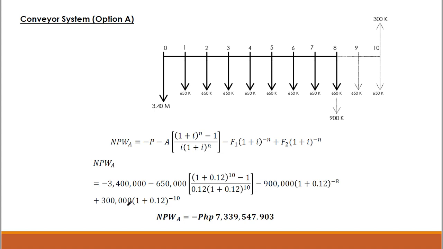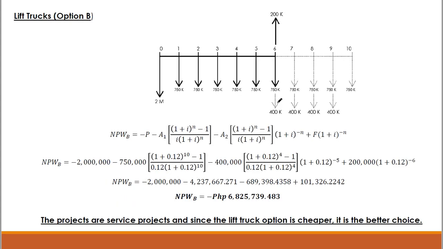Okay. So our net present worth for conveyor A, or the conveyor system I should say, or option A, is negative 7.34 million. It's approximately 7.34 million. Okay. So that is conveyor system or option A. Then for lift trucks naman, so initial investment natin is 2 million. Annual operations and maintenance cost is 750,000. Okay. And then may salvage value tayo na 200,000 at the end of 6 years.